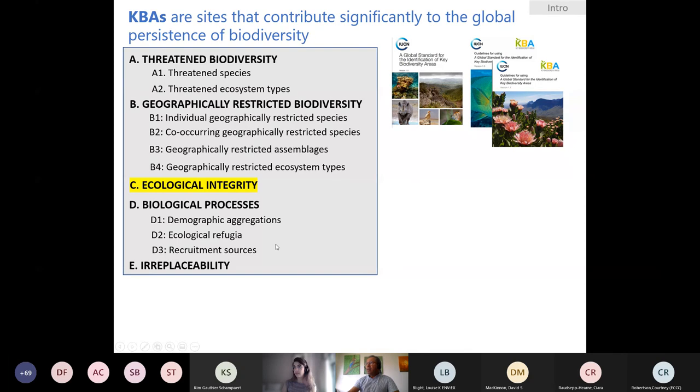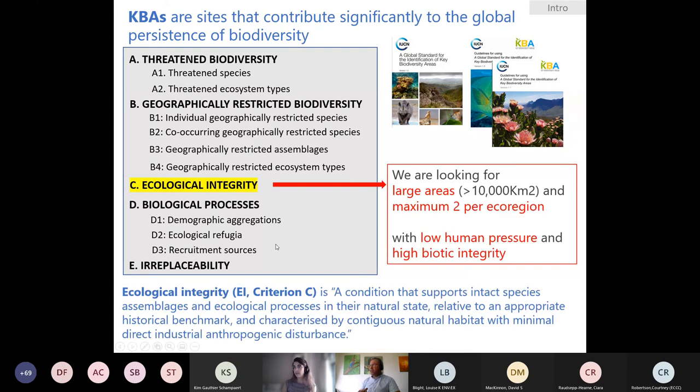So I just want to focus on this. I'm not going to describe what a KBA is, but I'm going to focus on this slide because the talk today is about ecological integrity. And if we summarize the standard and the guidelines, we are looking for large areas in Canada, more than 10,000 square kilometers. That's the guidelines.